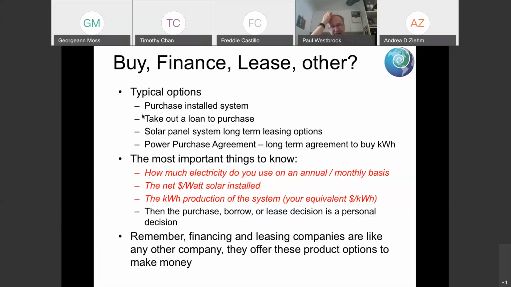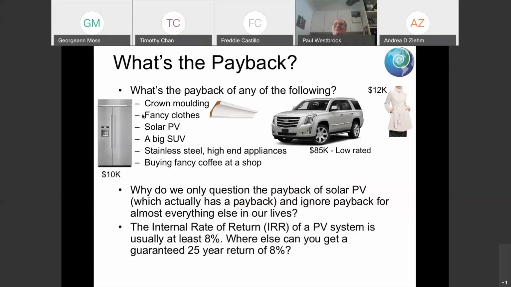And then that purchase, borrow, lease, that's a personal decision. But I actually stole this from Larry Howe, who gives solar basic presentations a lot. He says, remember, financing and leasing companies are like any other one. They're offering those so that they can make money too. In some cases, it's a win-win, but just be cautious and read the fine print. That's what I will tell you.